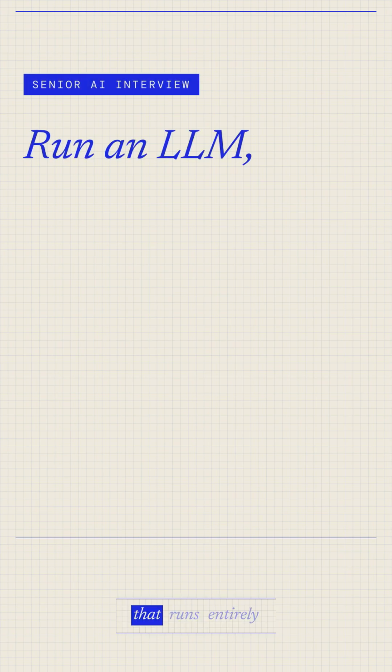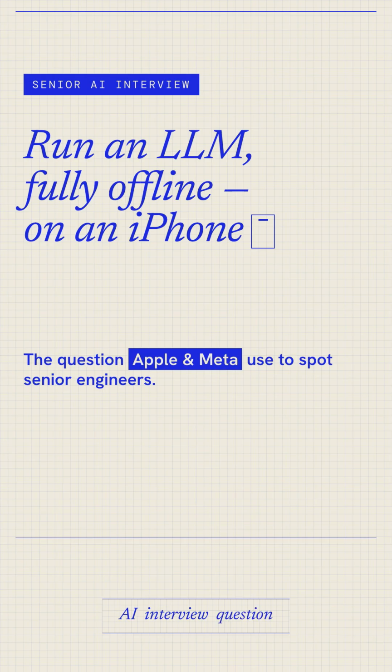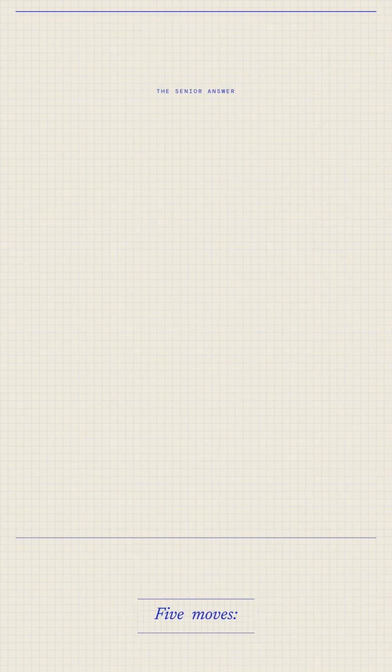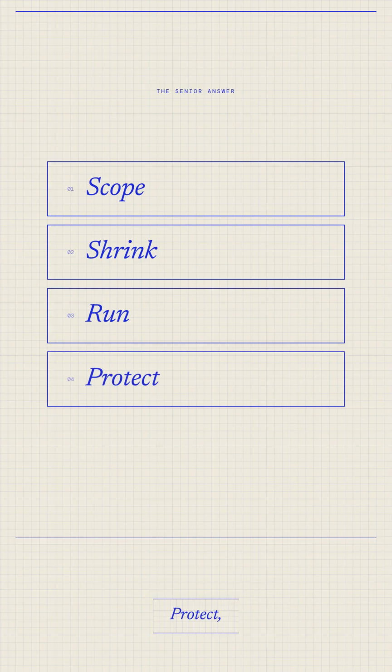Design an LLM that runs entirely offline on an iPhone. It's the AI interview question Apple and Meta use to spot senior engineers. Most people just list tricks. Here's the framework that gets you hired. 5 moves: scope, shrink, run, protect, survive.